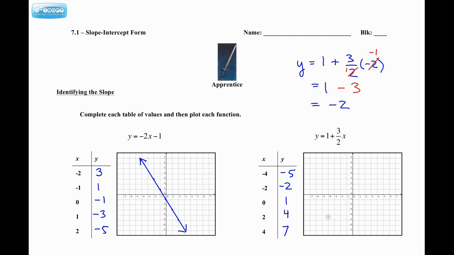Negative 4, negative 5; negative 2, negative 2; 0, 1; 2, 4; and 4, 7. Oops, that's 4, wrong spot. There. All right. And we have a straight line. So let's do that. There we go. So there's our 2 lines.